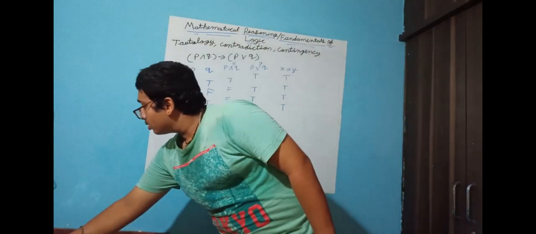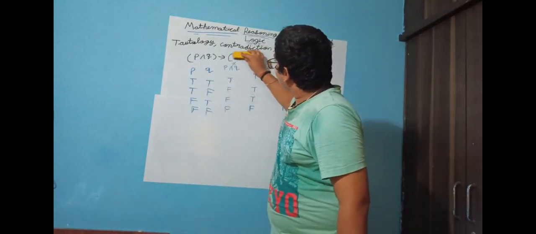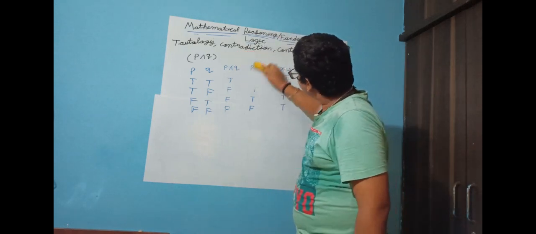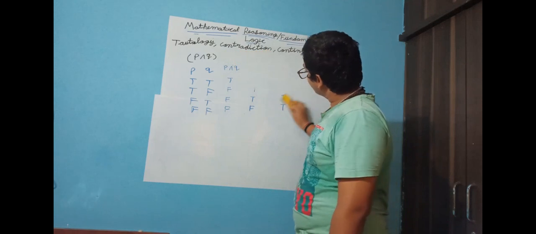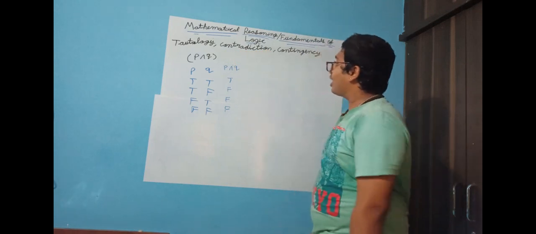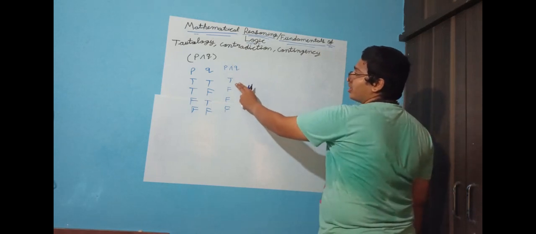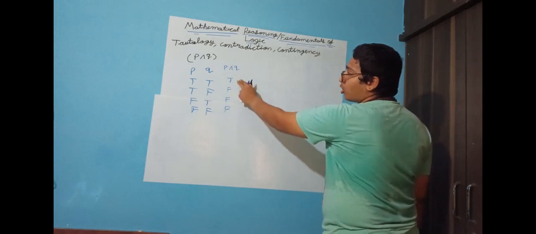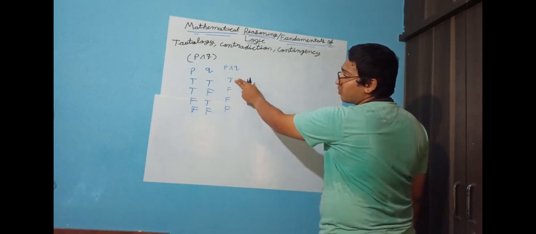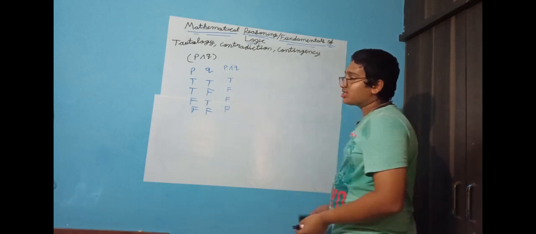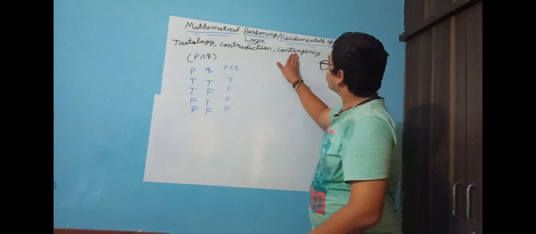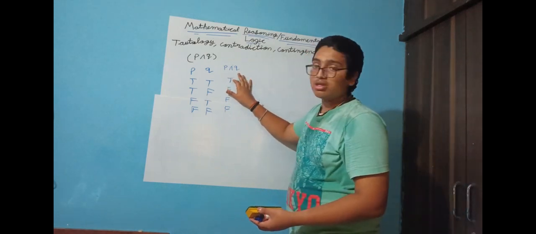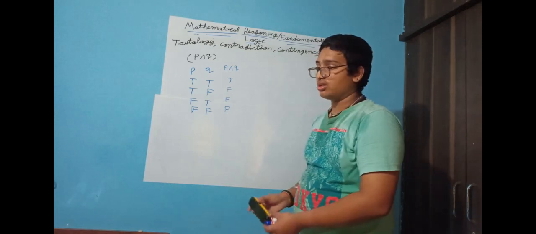If he asks only about P and Q, what have we received? We received true, false, false, false. Not all are true and not all are false. It is mixed. This is said to be an example of contingency. If all values are false, then it is said to be a contradiction.